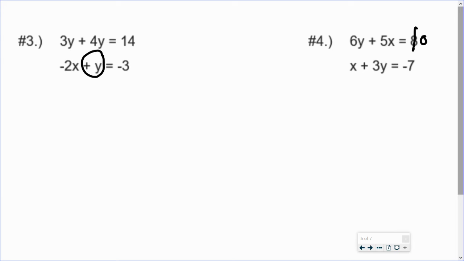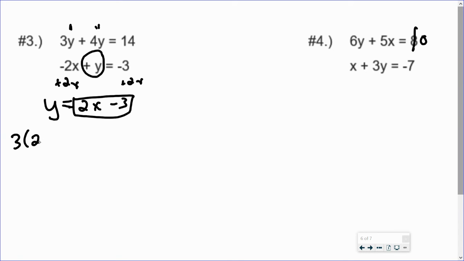Ooh, see, when I look at this top one, I'm going to do that anyway. So I'm going to add the 2x to both sides. So I get y is equal to 2x minus 3. Okay, so now I can put this value in for these y's. So 3 times 2x minus 3 plus 4 times 2x minus 3 is equal to 14.